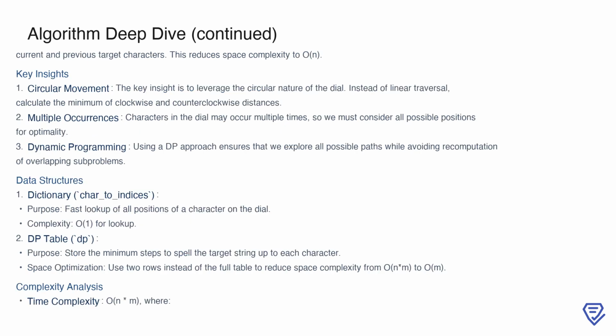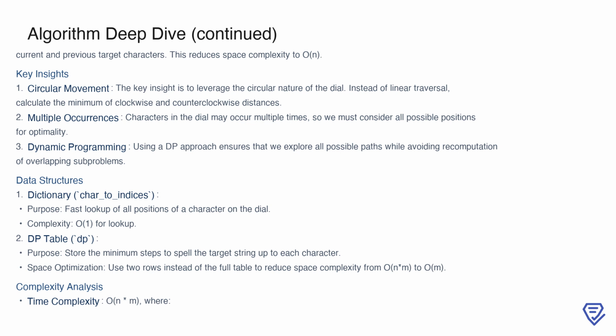To optimize the space complexity of our dynamic programming approach, we can use a rolling DP array. Instead of maintaining the entire DP table, we only store the current and previous rows, which is sufficient to compute the transition states. This reduces the space complexity from O(n * m) to O(m), where n is the length of the target string and m is the number of characters in the dial.